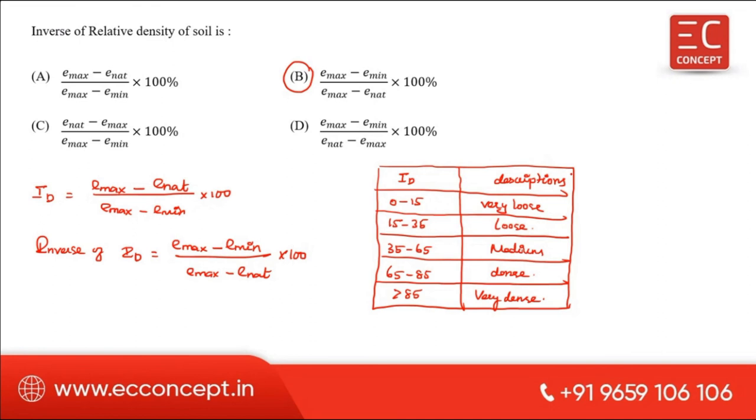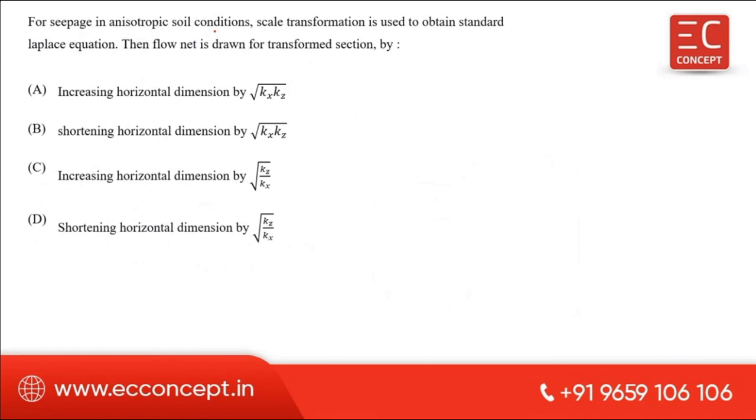Now, next one. For seepage in anisotropic soil condition, the scale transformation is used to obtain the standard Laplace equation. Then the flow net is drawn for a transformed section.